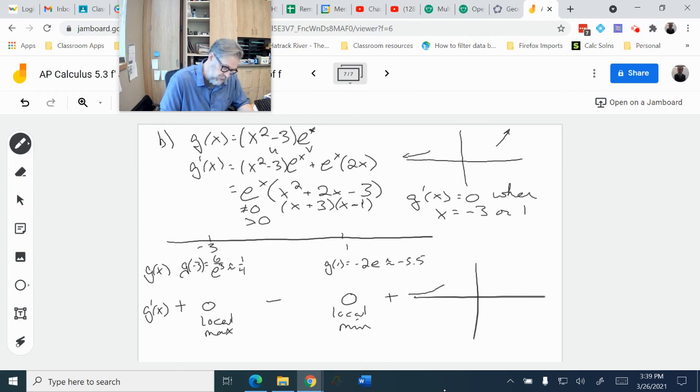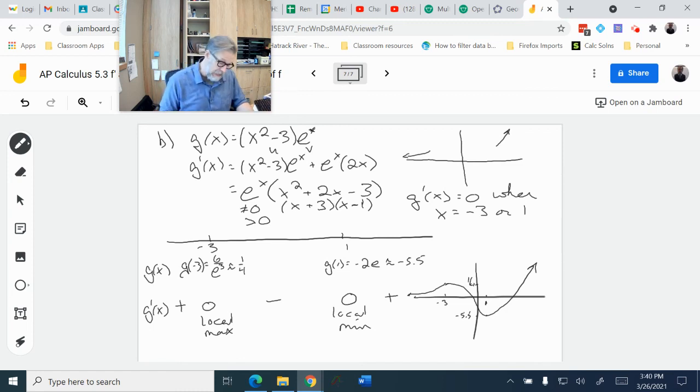And so what I now know is that my graph is going to look something like this: local max at negative 3, local min at negative 1, excuse me, positive 1, negative 5.5, not to scale, and approximate, and then zipping off to infinity. The graph of g of x looks something like that.